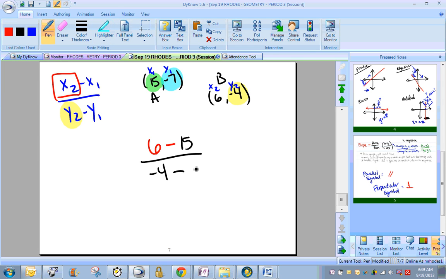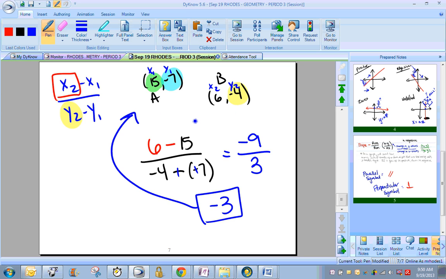Okay, so if we are subtracting a negative number, what are we doing? Adding a positive. Okay, so 6 minus 15, what does that get us? Does anybody know? Is it a positive 9 or negative? It's a negative 9. Okay, and negative 4 plus 7, positive 3. So negative 9 over 3 is a negative 3. So that's how you would find the slope when given 2 points. You're going to have to do that tonight on your homework.